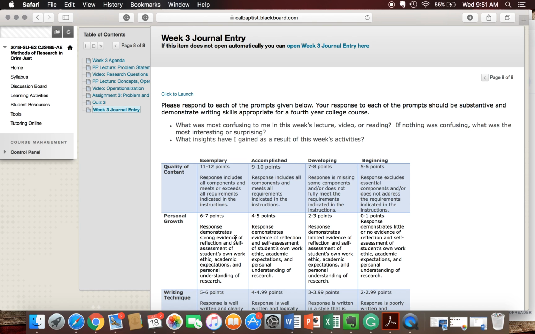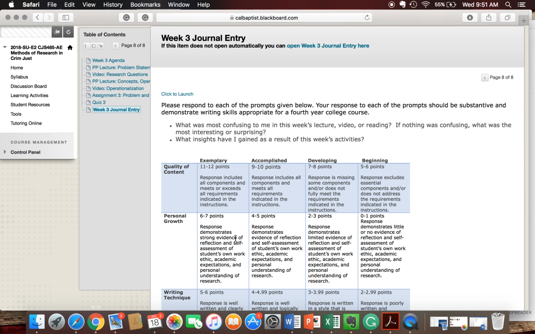And then our week 3 journal. The week 3 journal is, once again, you are writing to me. I just want to get an update of how you are progressing through this course. I want to know what has been confusing, what has been most interesting or surprising, and what insight you have gained as a result of this week's activity. So give me some good scholarly thought.